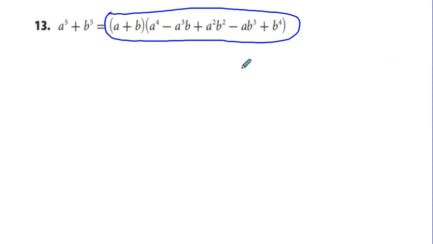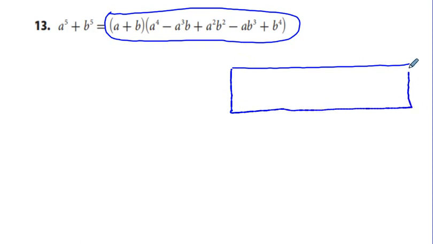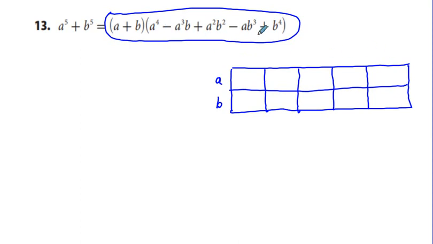Well, to do that, I'm going to have to make a nice long one like this. So this is going to be my 5 by 2 box. Here's my 2 in the rows and the 5s. That's a lot of cells. 1, 2, 3, 4, 5. Okay, and then we have my binomial. Our binomial is going to be on the left, a plus b. And then here, our 5-term polynomial.